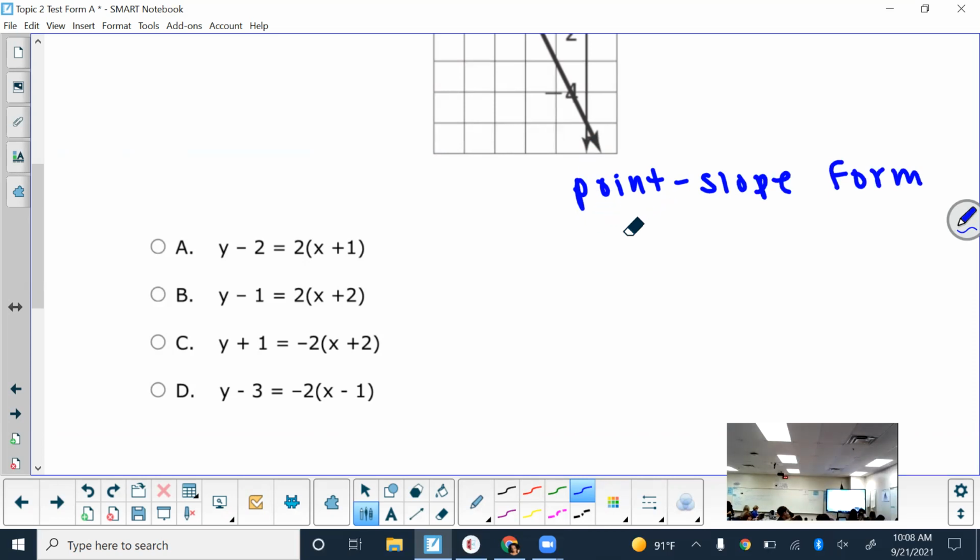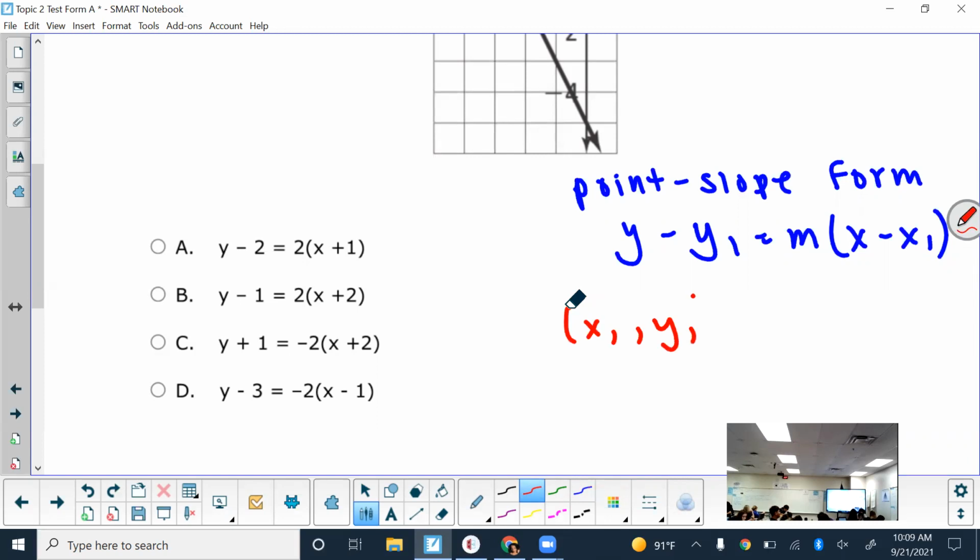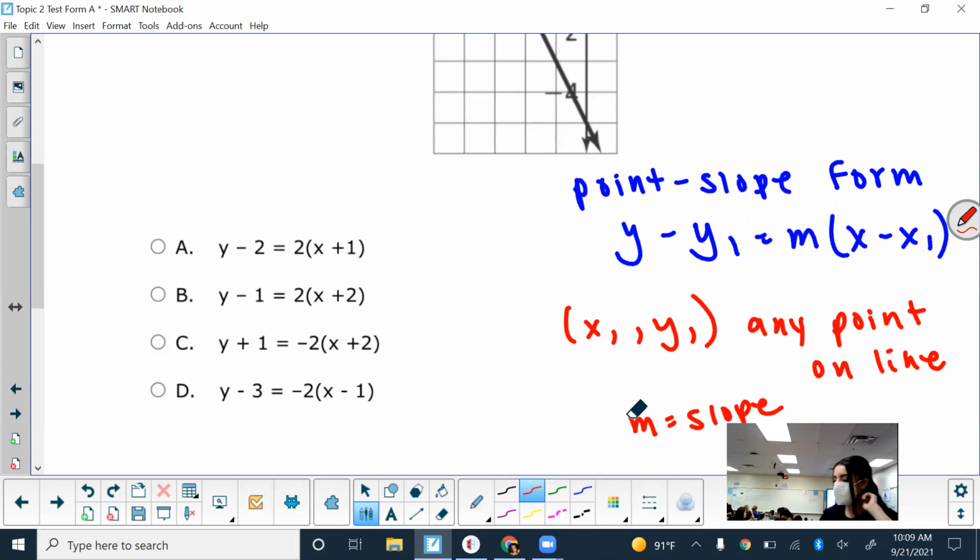All right, but here's a formula for point slope form. It's y minus y1 equals m parentheses x minus x1. So here's my formula. Remember that the x1 and y1 get replaced with numbers, and that's just a point that's on the line. So any point on the line. And then what does the m represent? The slope.